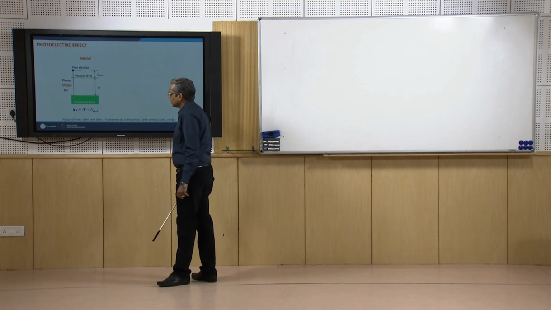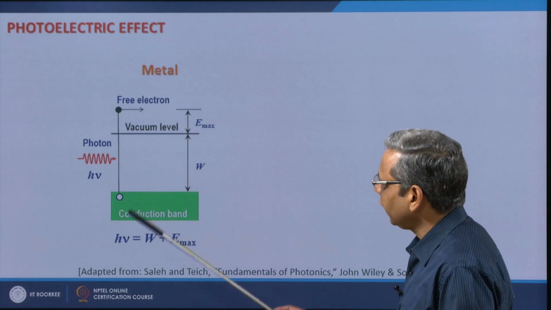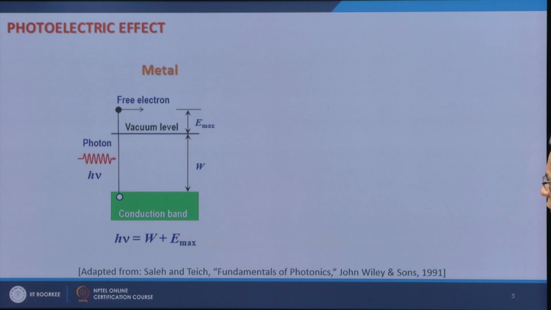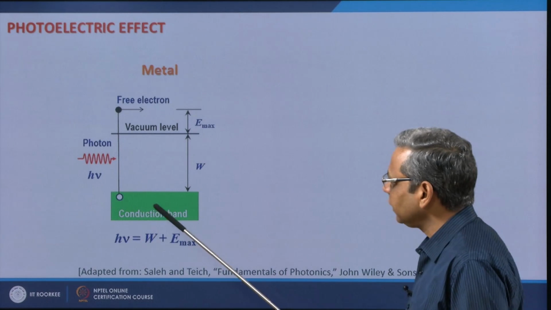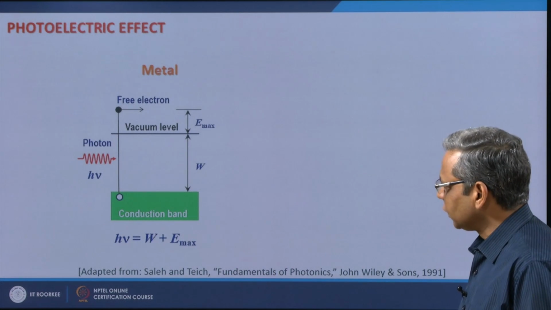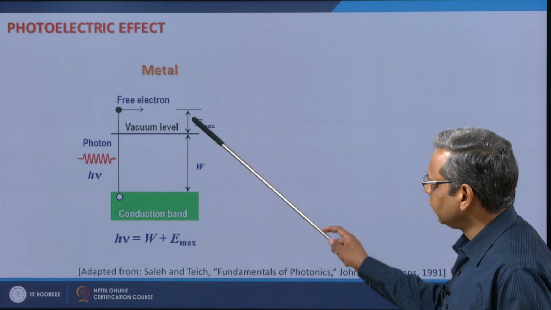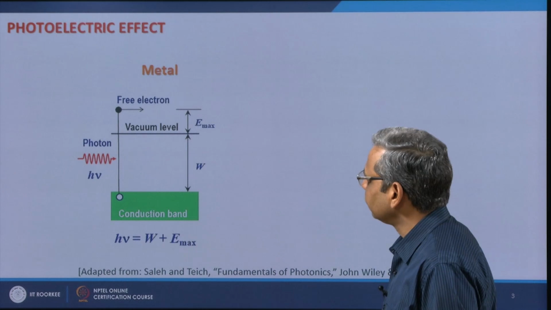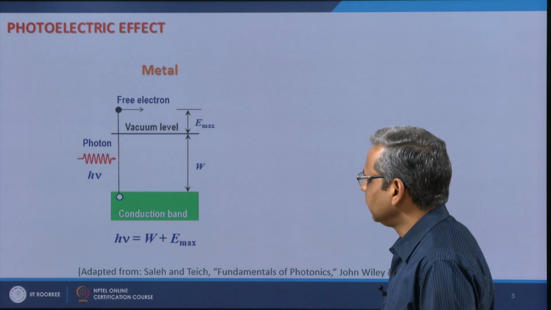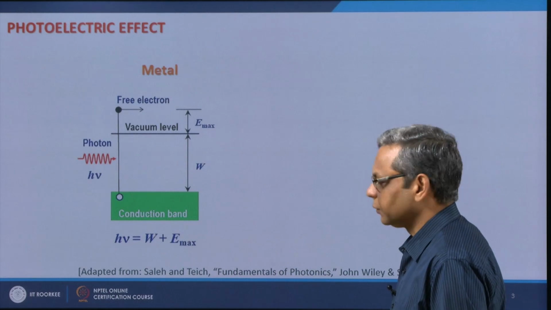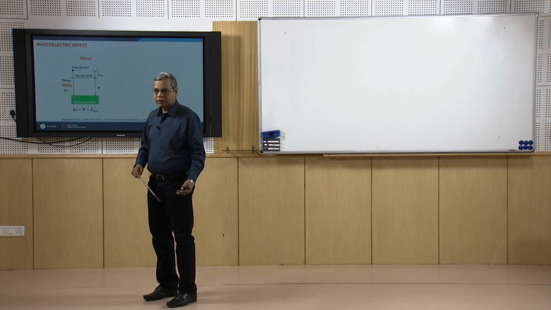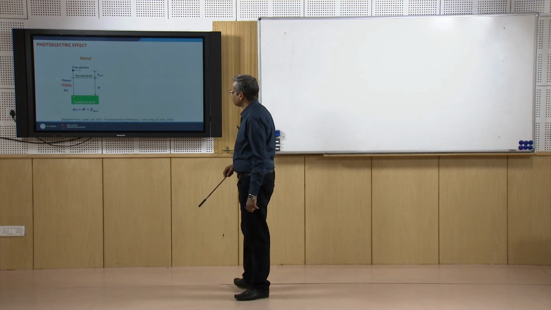The photoelectric effect occurs in metals where you have free electrons in the conduction band, and these electrons, although we call them free electrons, are still attached to the material with a certain energy which is known as the work function, and this work function is W. Now, if the energy of the incident photon is large enough to overcome this work function, then this photon can knock out the electron and make it absolutely free. Then it is no longer attached to the material.